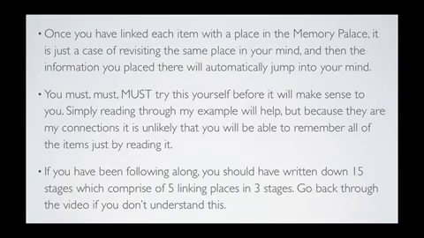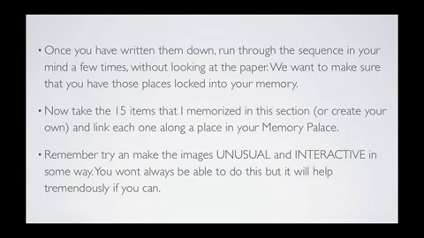And if you have been following along, you should have 15 places, which comprise of the 5 places in your 3 stages. So go back through the video if you don't understand this, and just to be sure, this should be 15 places, not 15 stages. Once you've written them all down, run through the sequence in your mind a few times. So again, this is just a summary of what we've done without looking at the paper. We want to make sure that you have those places locked into memory. You should have those 15 places before you try and link the 15 items to them.